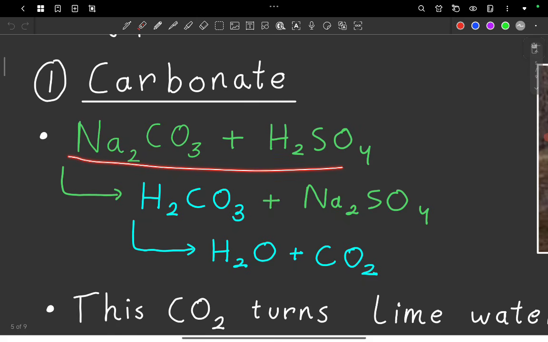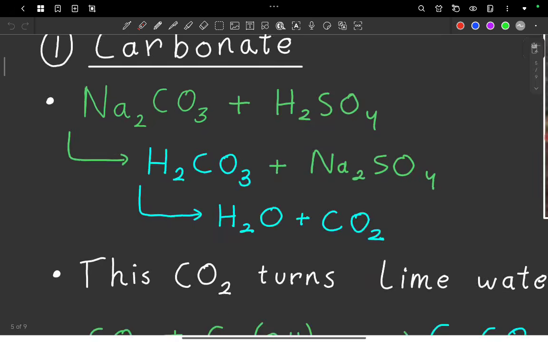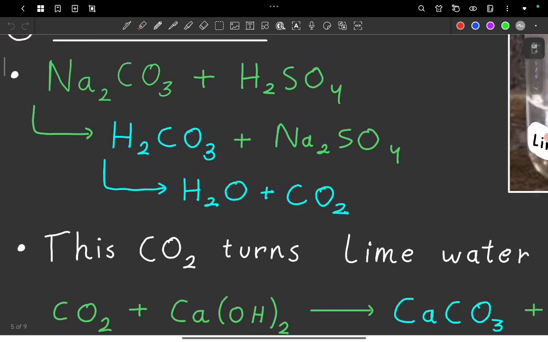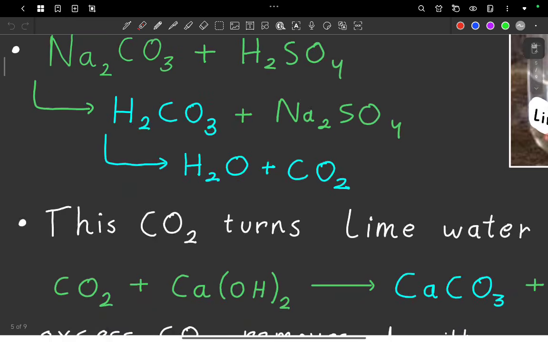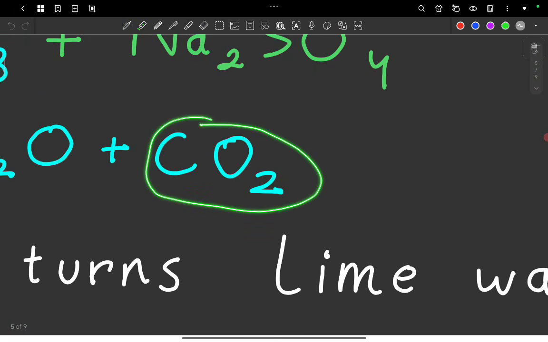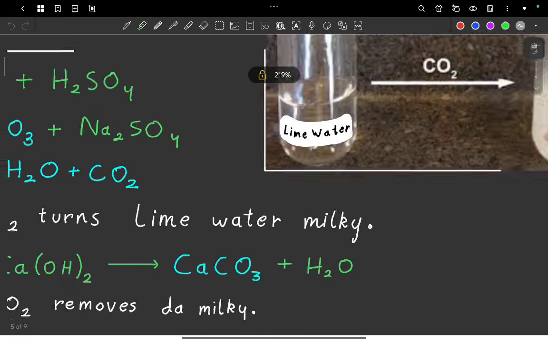And what happens is that when this reaction happens, carbonic acid is formed. I forgot the name of this, but hydrogen carbonate, you can say, is formed, and basically it breaks down into water and carbon dioxide. Now this carbon dioxide was the one which was causing the brisk effervescence.